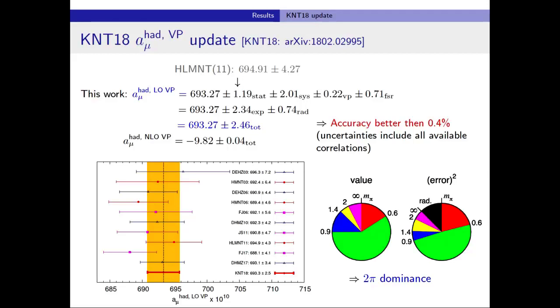It's not yet there, not a factor of 2 yet, but it's a significant improvement from the original error. The composition is statistical and systematic, so it's systematic dominated. And then we still have some radiative corrections uncertainty, where we have to decide how reliable is what we do to the data. That still adds a bit, but it has got much better.